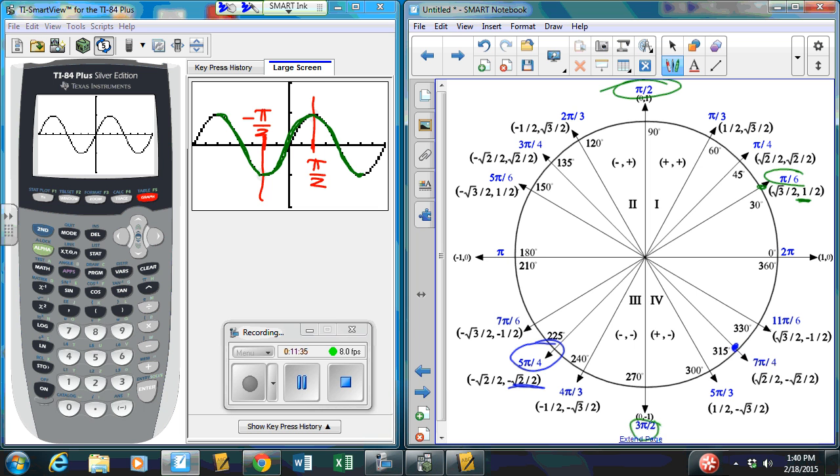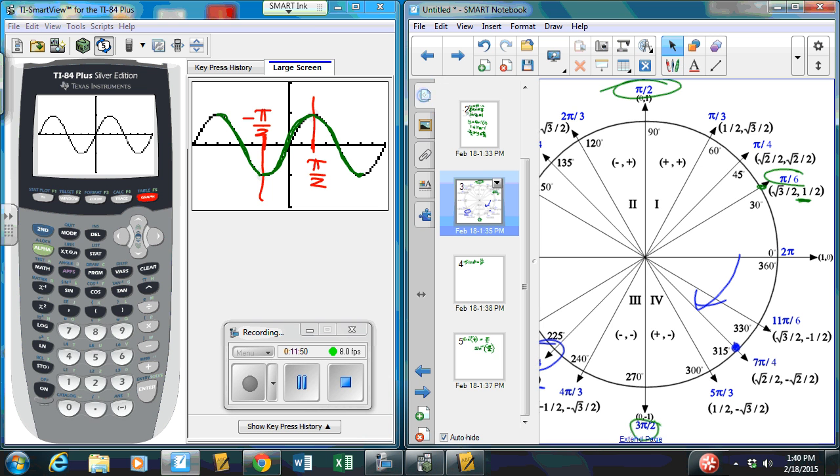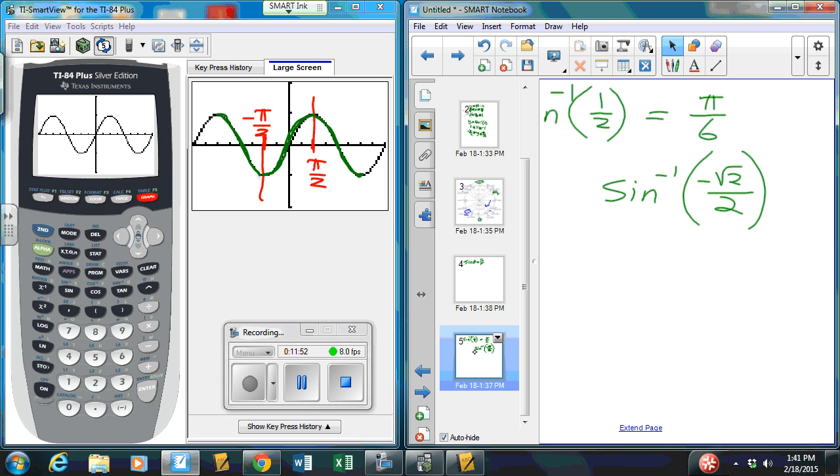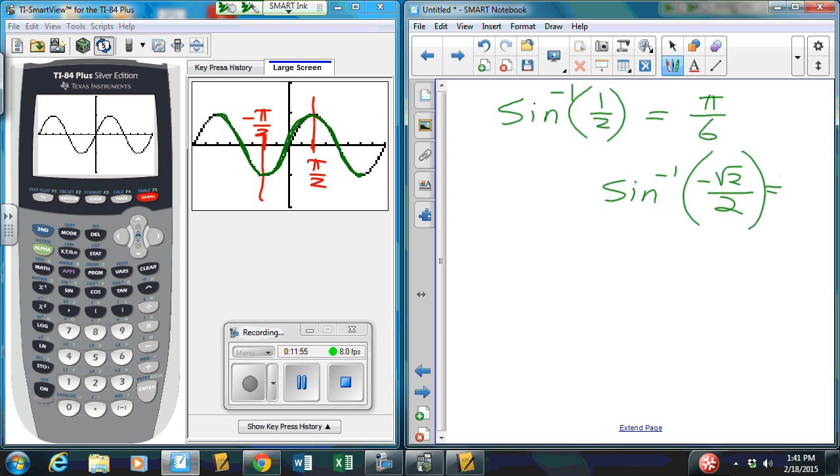But you are right that it is this angle. It's an angle that's coterminal to that angle. What angle is it? Negative pi fourths. Remember, when we go into the fourth quadrant, we have to go in the negative direction. So that angle right there is negative pi fourths. So the answer to this one is negative pi fourths.